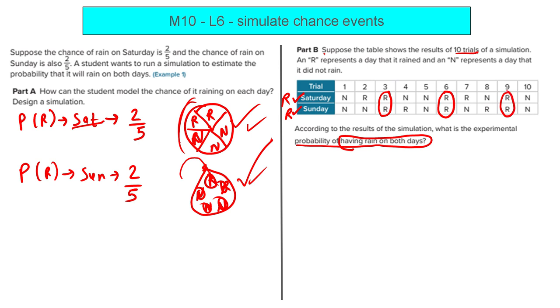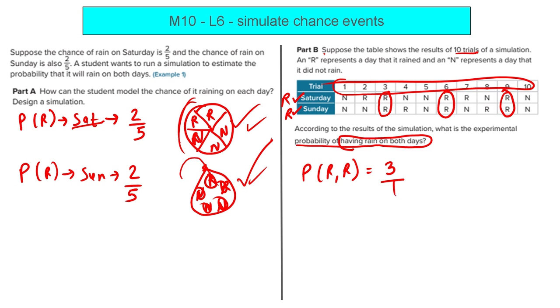Here, three times. So I will say the probability of rain on both the days is equal to 3 out of the total. How many times did you do the experiment? 10 times, right? So 3 out of 10, that is 0.3, or I can say 30%. Multiply by 100 and you get 30%. This is it. So module number 10 is also covered now.